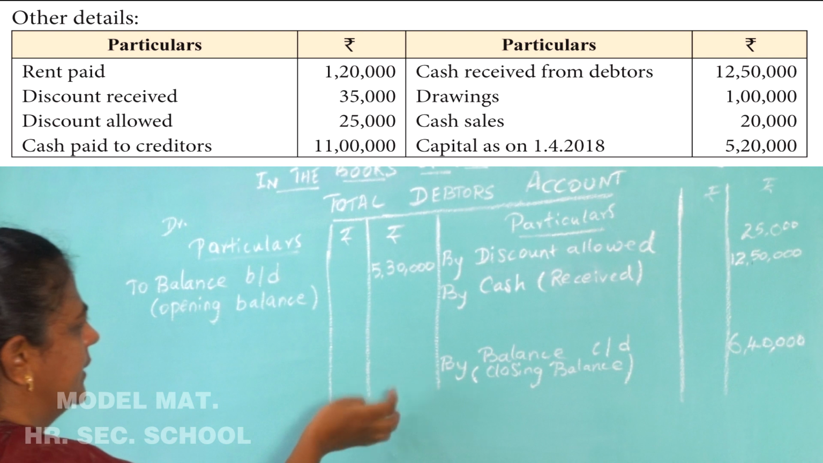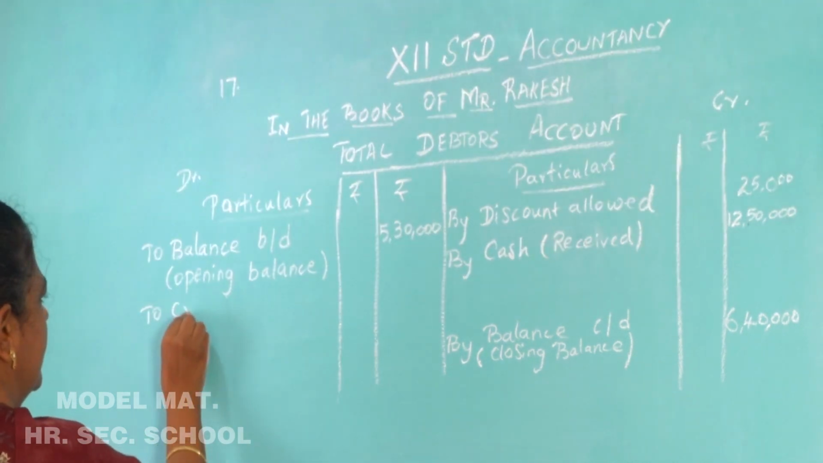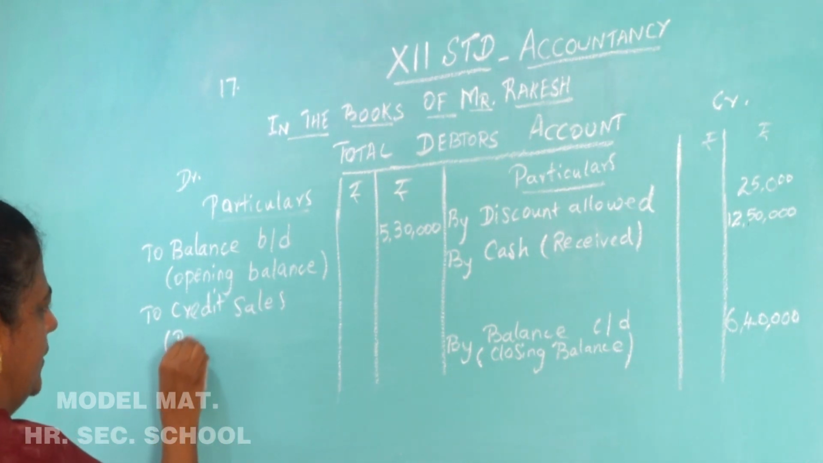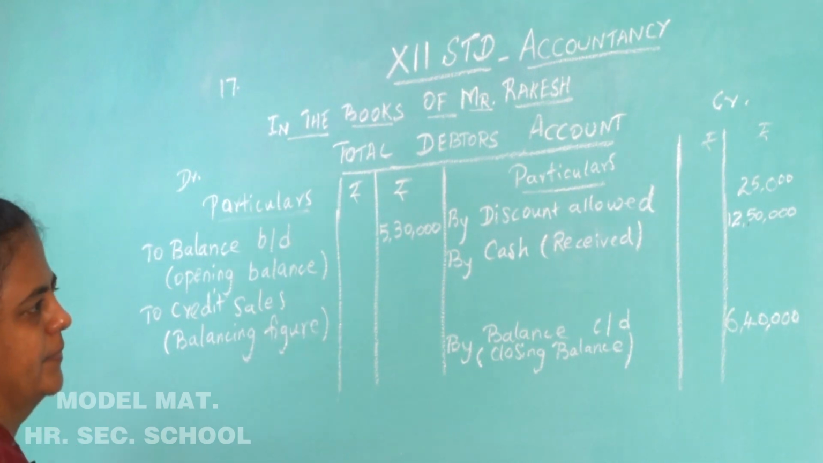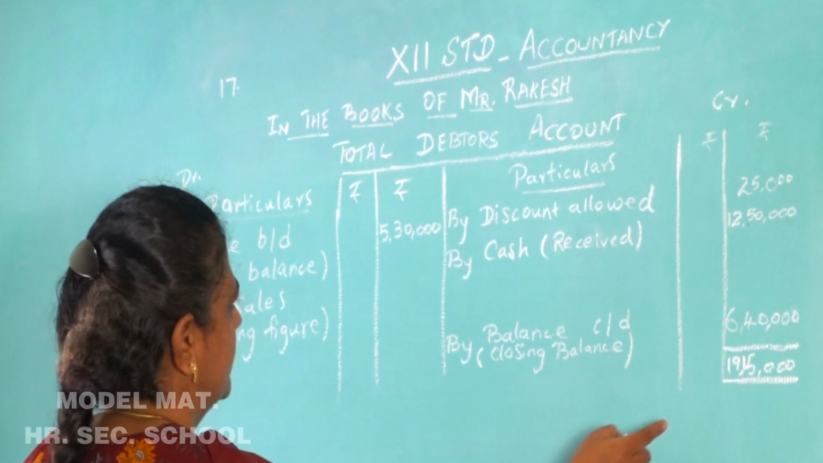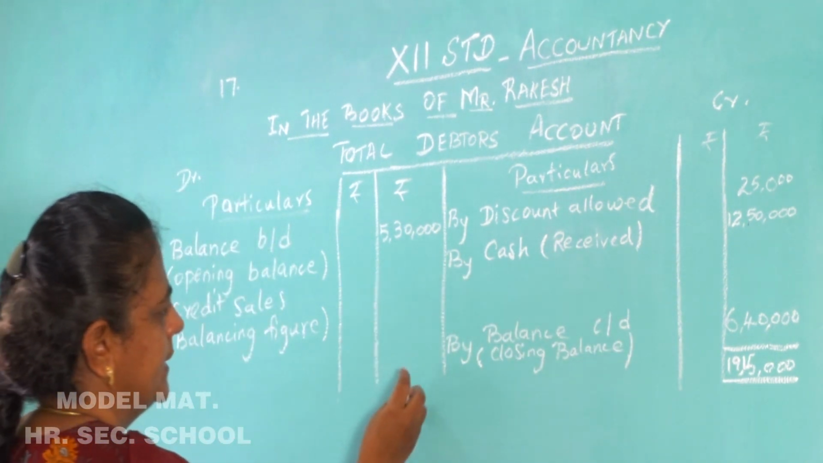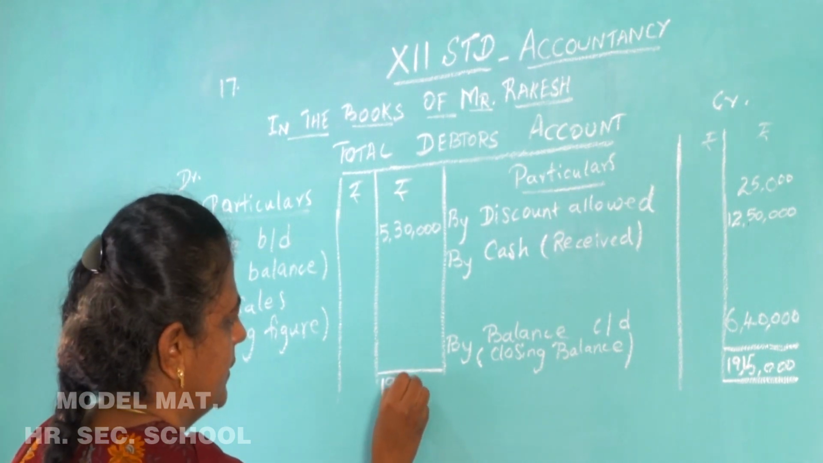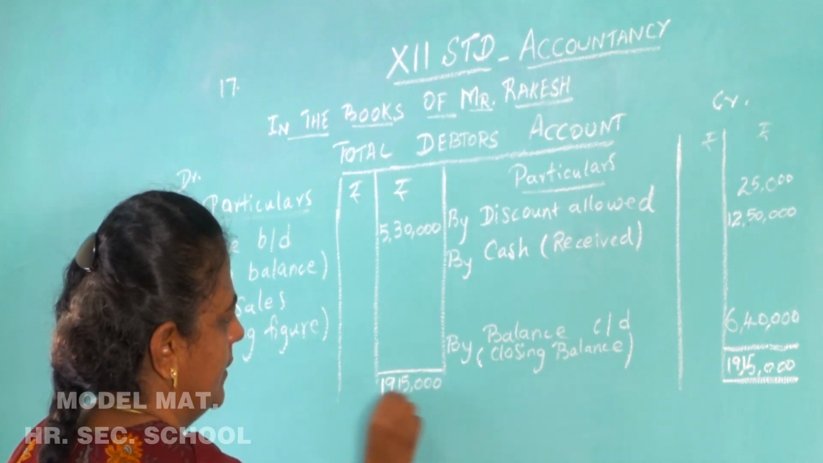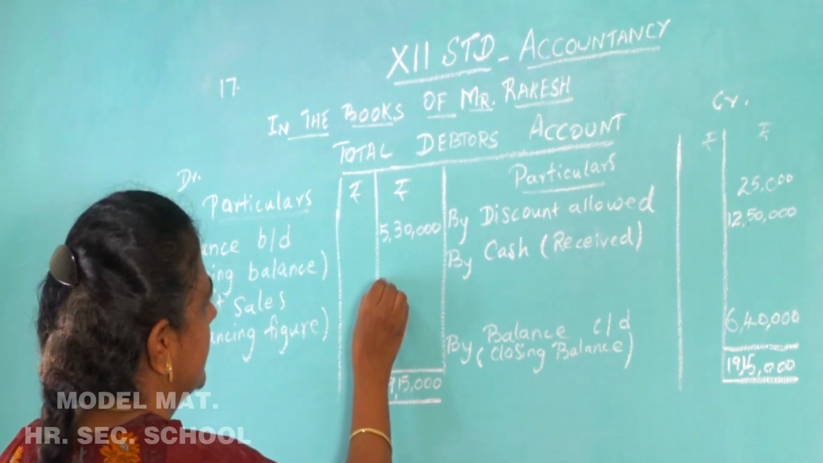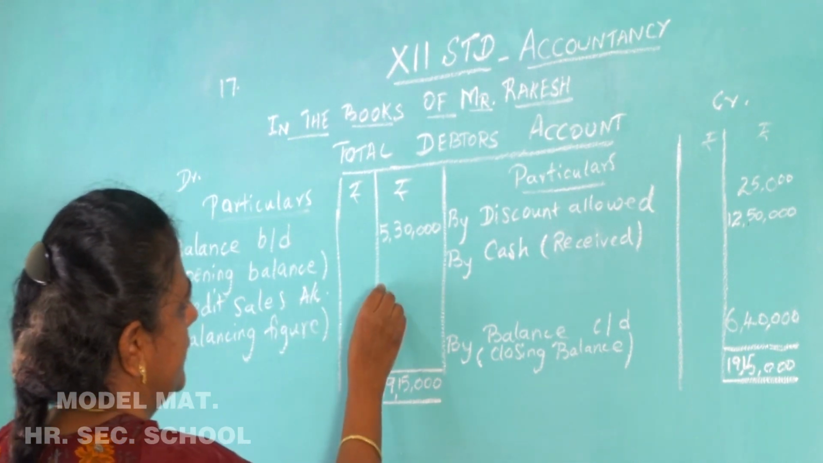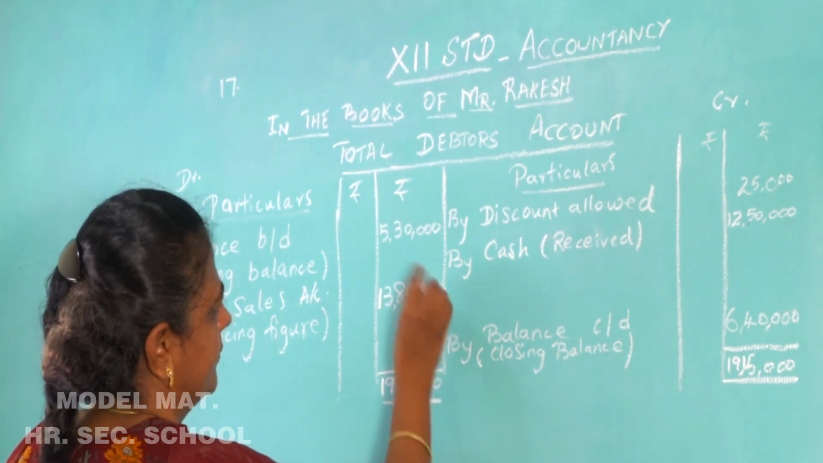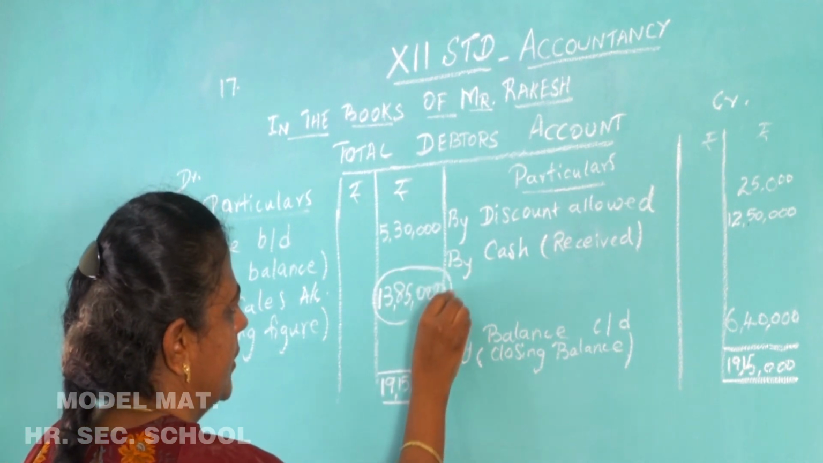So with this you find out the credit sales. To credit sales, that is your balancing figure. The total is 19,15,000. So that minus this will give you your credit sales. Put the total here, 19,15,000 minus 5,30,000. Credit sales 13,85,000. You got your credit sales. Put a box for the credit sales.